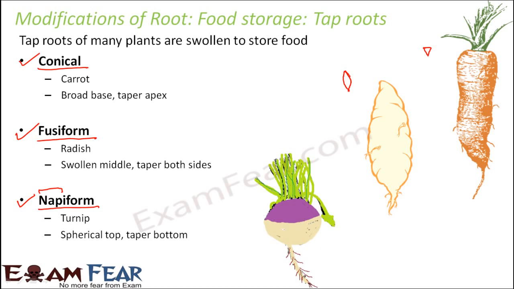So the bottom is very thin, but the top is almost like a sphere. So that shape is given the name of napiform. So the example is turnip. So these are some of the examples of roots.